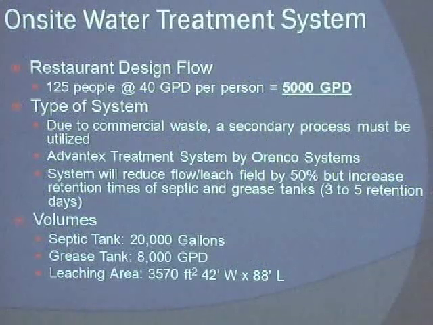Thank you. My name is Joe, and I designed the on-site wastewater system. There will be 2 separate systems for our site, the first being for the restaurant and the other for the condominiums and the retail. The restaurant has a design flow of 5,000 gallons per day with 125 people. And due to the commercial waste that the restaurant generates, a secondary process is needed. This secondary process can be achieved by Advantex treatment systems. This type of system will reduce our leach field by 50%, with longer retention times and different dispersal agents.